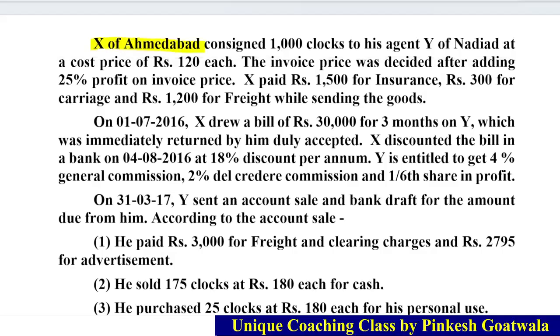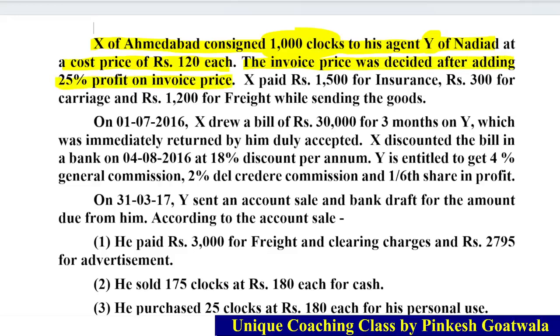X of Ahmedabad consigned 1000 clocks to his agent Y of Nadiad. So here X is the consigner and Y is the consignee. Okay, and they are doing business of clocks at a cost price of 120 each. Okay, here cost price is given, 120. The invoice price was decided after adding 25% profit on invoice price.